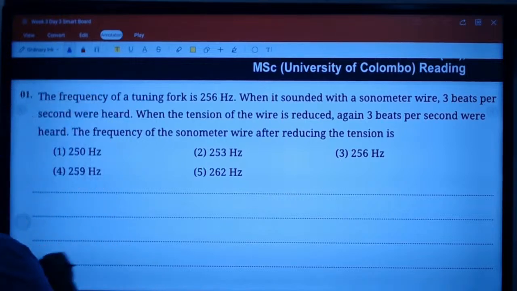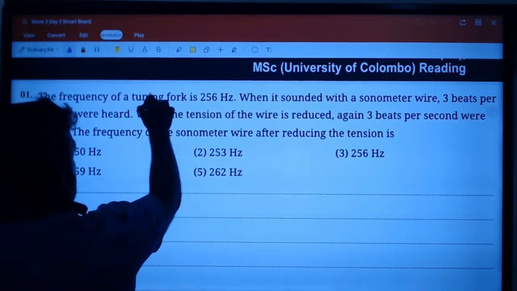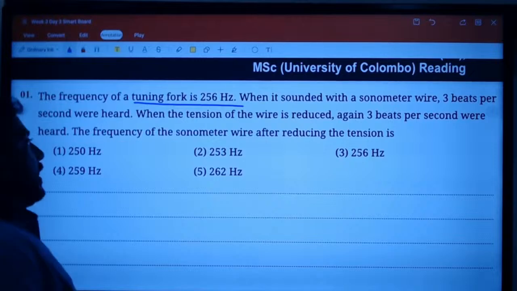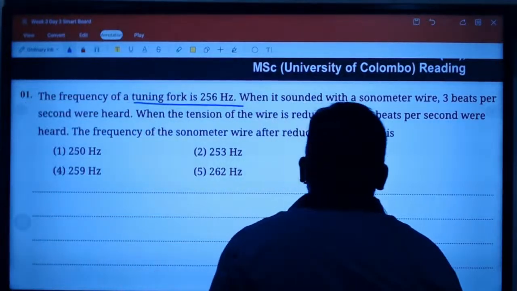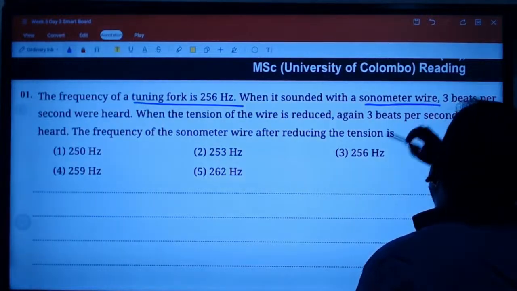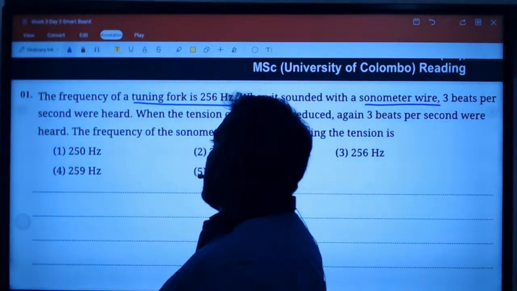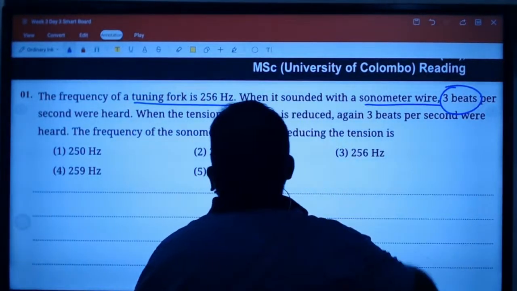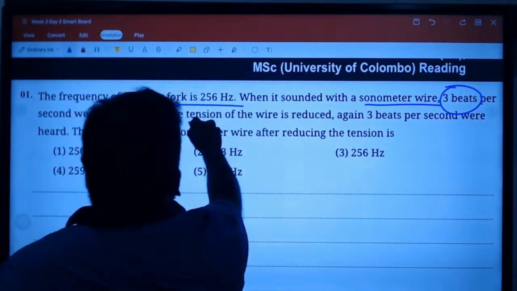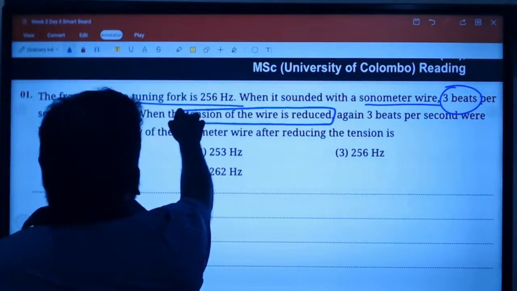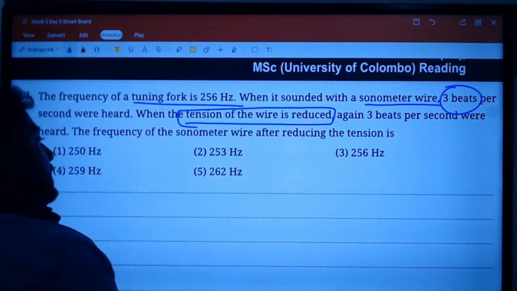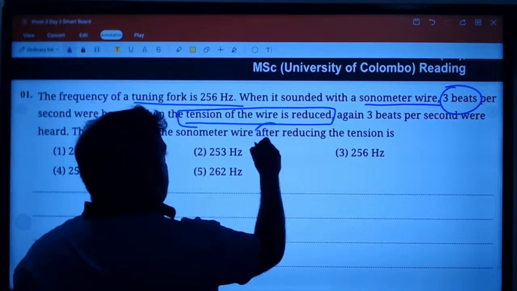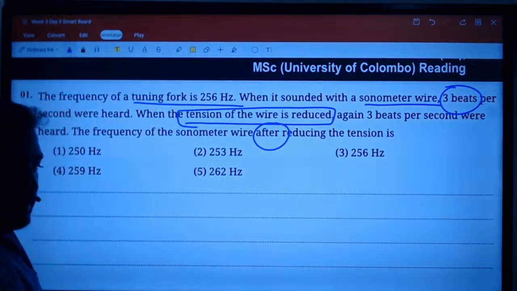Okay. The frequency of a tuning fork is 256 Hz. When it is sounded with a sonometer wire, 3 beats per second were heard. That means the beat frequency is given. When the tension in the wire is reduced, this is your keyword, tension is reduced, again 3 beats are heard. The frequency of the sonometer wire after reducing the tension is, right.